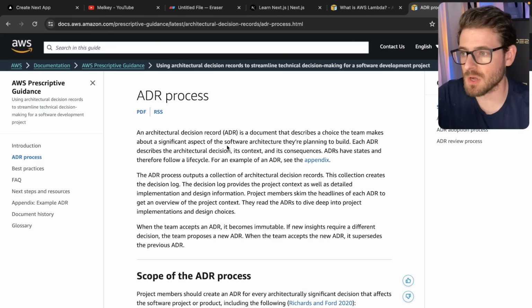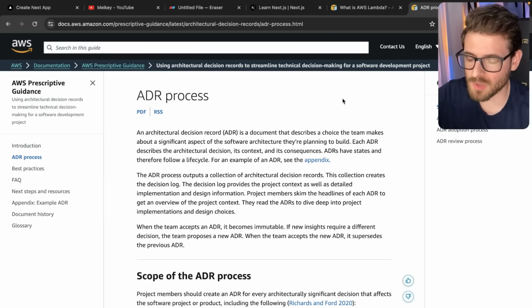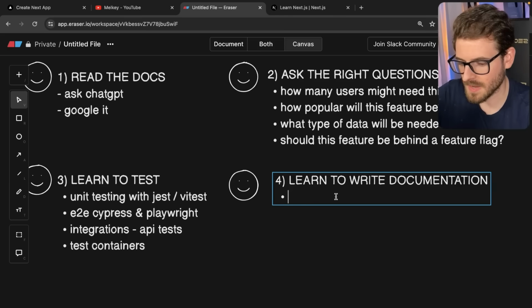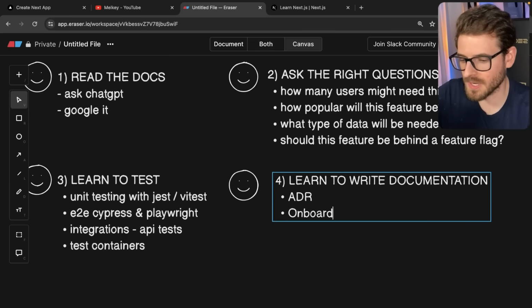You list out the pros and cons of picking that technology over other technologies, just so that when someone new comes to the project, you can review those and understand how your project got to the point of where it is today, right? So that's just one type of documentation you can write, but also just good readmes. When you want to onboard someone to your project, you want to make sure that they understand how to actually do it. So like ADRs, you could say onboarding docs.